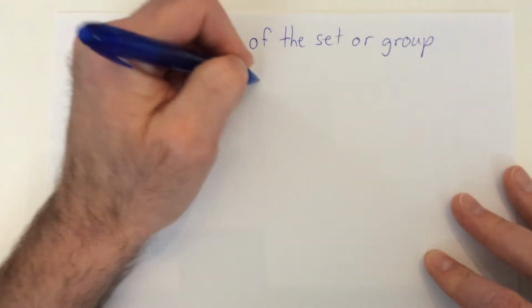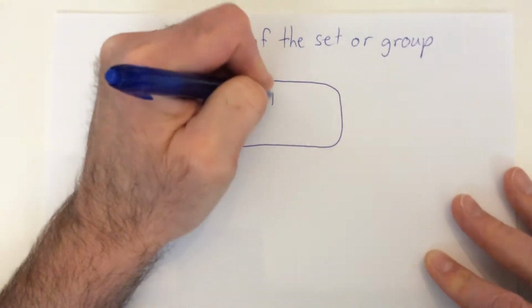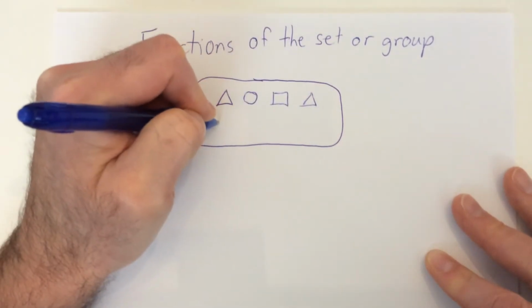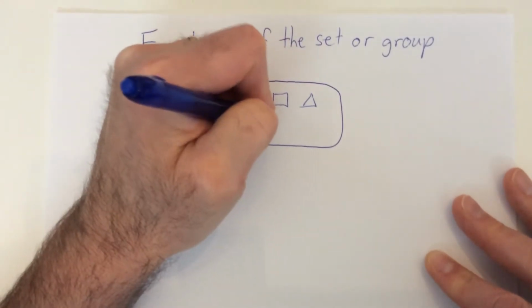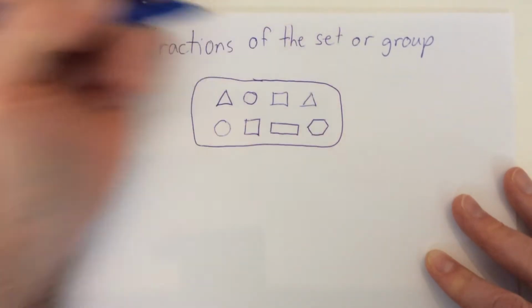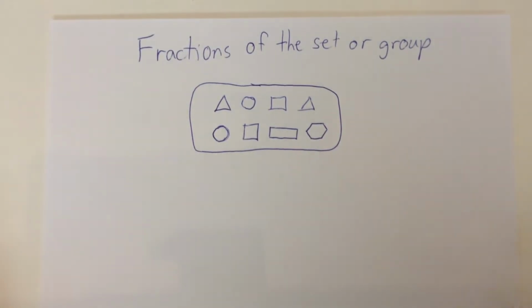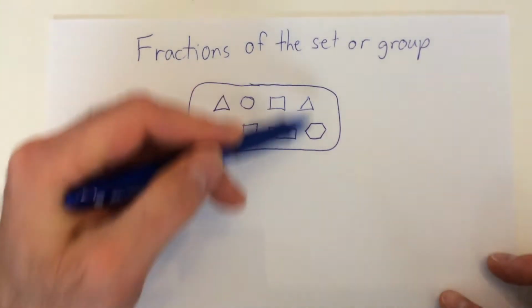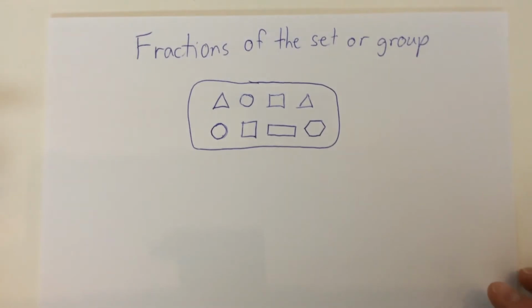So if we had a set or a group of shapes, okay, so you could say that, hey, these are not all the same size, and that's absolutely right. But we're looking at the fraction of this group. Now, they are equal in a way. They're not equal in size or shape, but they're equal in that they are all shapes. So that's where that equal comes in.